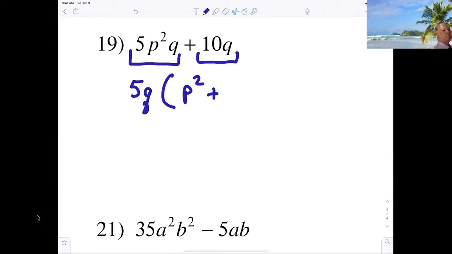Plus 2. Now look, you're not writing this down. You're supposed to be writing it down first and then saying, yes, I understand it.